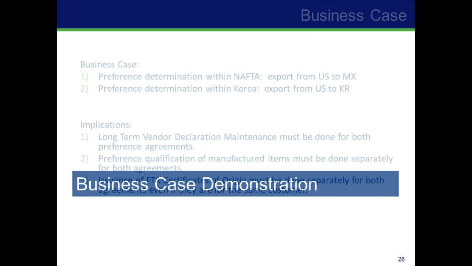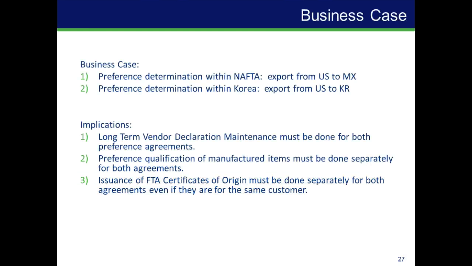I'd like to get into a short business case demonstration about how the multiple free trade agreements can be supported from a preference qualification standpoint. And here we'll look at a product that is being manufactured in the U.S. and could be exported to either Mexico or Korea. And so we'll be looking at a NAFTA qualification as well as a U.S.-South Korea qualification. And so some implications here, and we won't go into transactions for each of these, but I at least wanted to call these out, is that you could involve long-term vendor declaration maintenance for both these agreements.